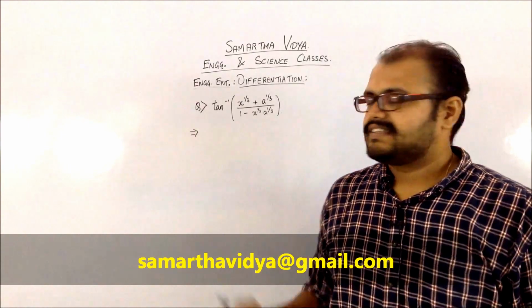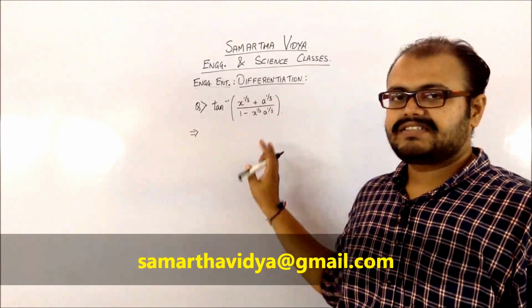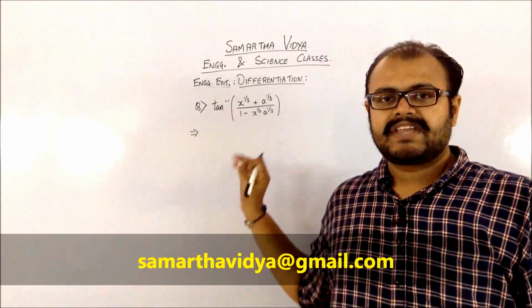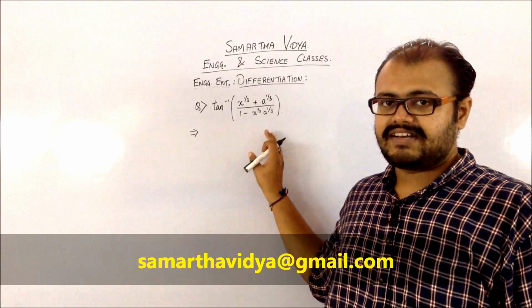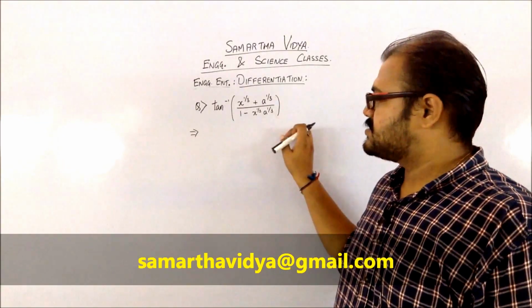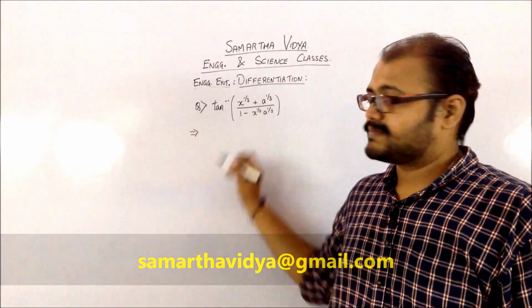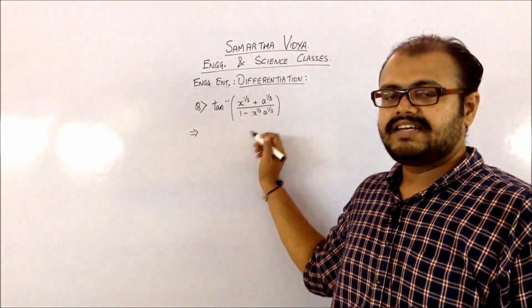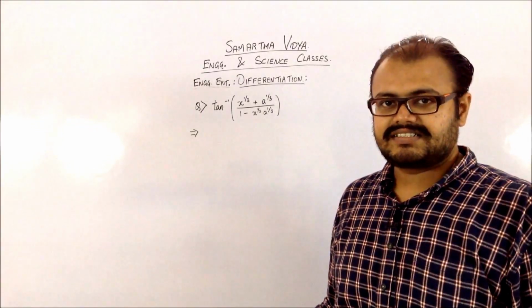Let's have a look at this particular problem. You have a tan inverse of this particular thing which is quite complicated. If you take the direct derivative of this term, you will have a lot of mess. So what you can do is go by the substitution method. Now if you observe this term present inside the inverse function, it is not coming into any of the standard forms which we just discussed.